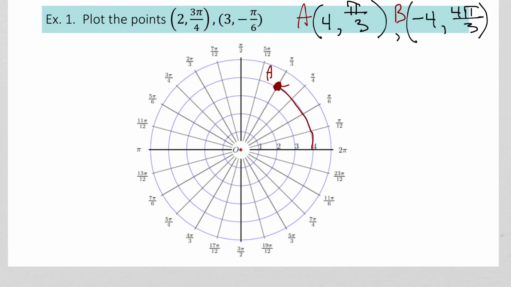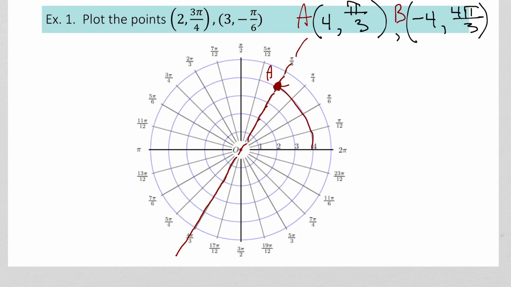Now we've got negative 4 pi over 3. So we've got a negative radius. So let's go ahead and find 4 pi over 3 first. So that's this radial line here. I want to extend that radial line in the other direction because I'm going to have to go negative if I have a negative r.